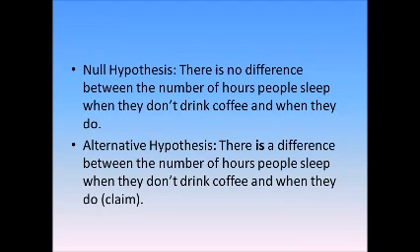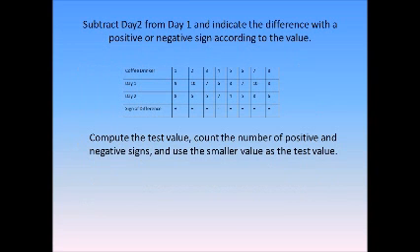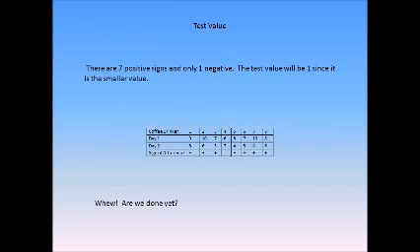The null hypothesis is that there is no difference between the number of hours people sleep when they don't drink coffee and when they do. The alternative hypothesis is that there is a difference between the number of hours people sleep when they don't drink coffee and when they do. The first thing to do is to subtract day 2 from day 1 and indicate the difference with a positive or negative sign according to the value. Here we have a table that shows the number of positive signs and negative signs. For the test value, there were 7 positive signs and only 1 negative, so the test value will be 1 since it is the smaller value.